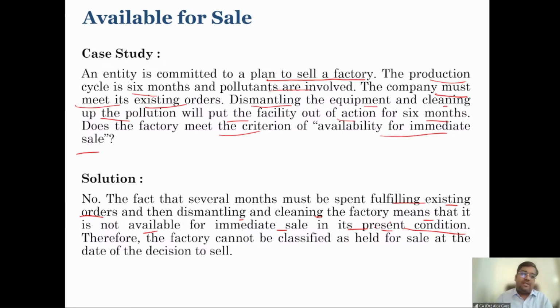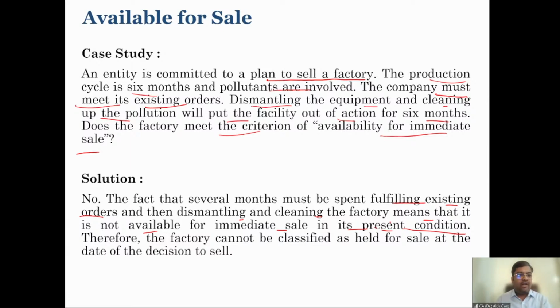For example, I have already purchased a new mobile, so it is available for immediate sale in the present condition, right? If any buyer comes, I'll transfer the data, I'll format this mobile and hand it over to him. It will take around 2-3 hours. Okay, so that is a customary and usual time. But yes, it is available for immediate sale in the present condition, doesn't matter whether it will be sold out or not. Clear? I hope it is clear to all of you.